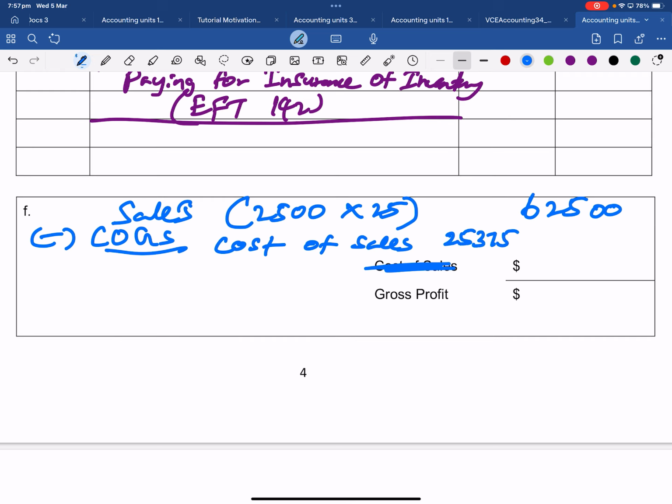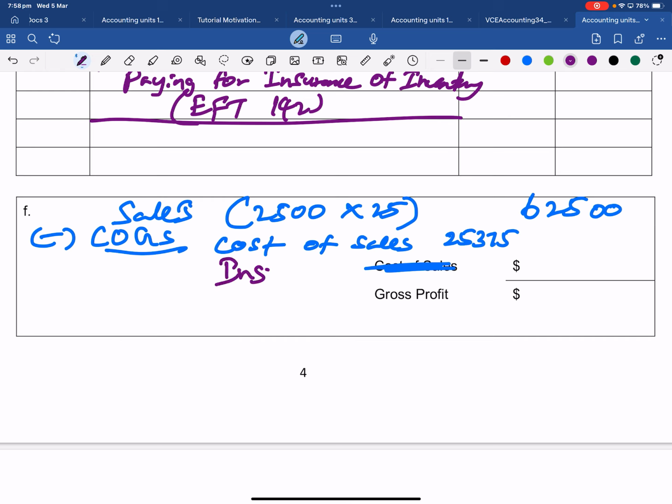Okay, now we have another cost of goods sold. What is it? Now cost of sales is what cost? 25,375, product cost or period cost? Product cost, right? Any other answers? Cost of sales is product cost. Very good. Then, do we have any period cost here?